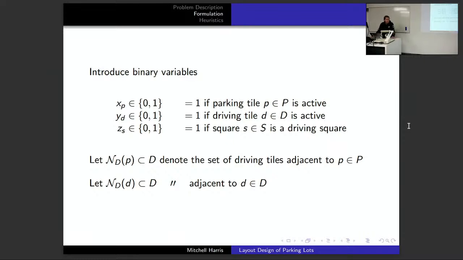So here, n subscript d of p is just going to denote the set of driving tiles adjacent to a park p. And that's just one of the 4 potential 2x2 driving squares that could be perpendicularly adjacent to any parking square. And we're also going to have the set of driving tiles adjacent to each driving tile. And so that includes up to the 4 overlapping driving squares and the 4 properly adjacent driving squares, because remember, these are 2x2 driving tiles.